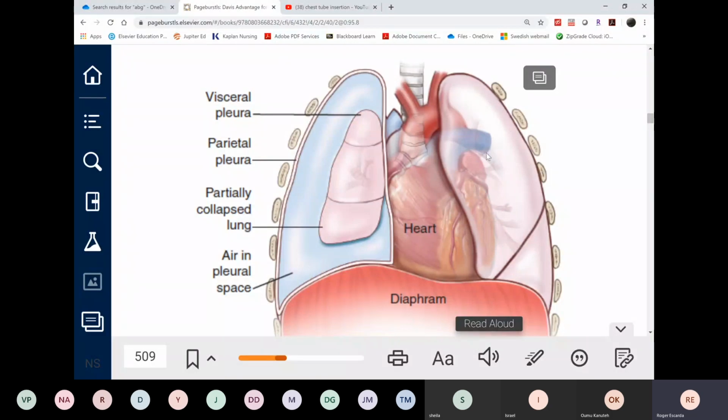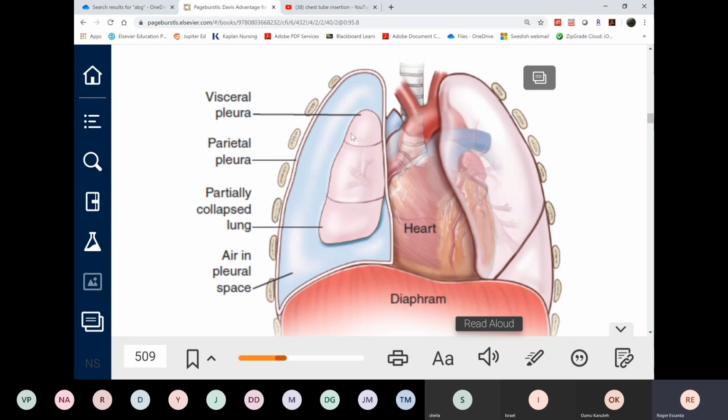Okay, before we watch the video, here's the heart, there's the lung, and this is a collapsed lung. So obviously this is the one where we need to put the chest tube in. The chest tube will be inserted in this area here. This is inside the pleura, not inside the lung. This is your collapsed lung.